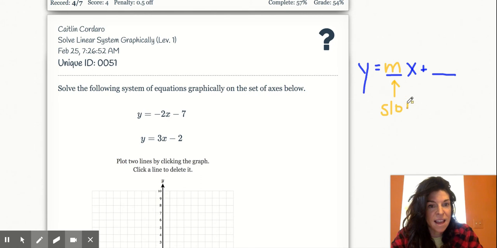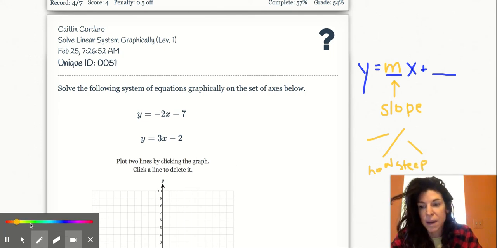So that's how steep. How steep is it? Is it that steep? Is it this steep? Is it negative? How steep is the line? That's the slope. Or the rate of change is another word, okay?